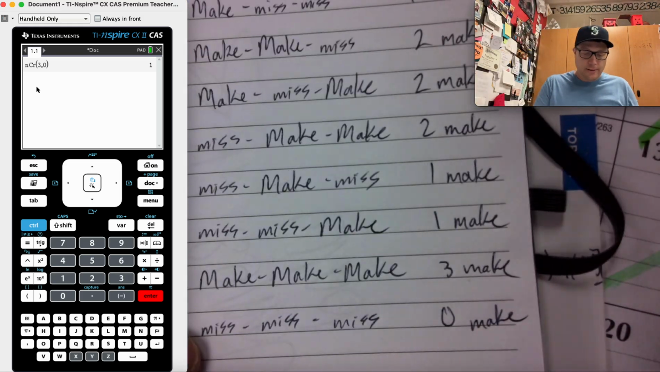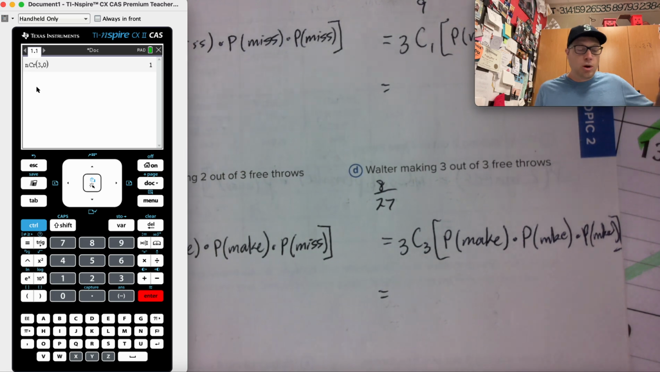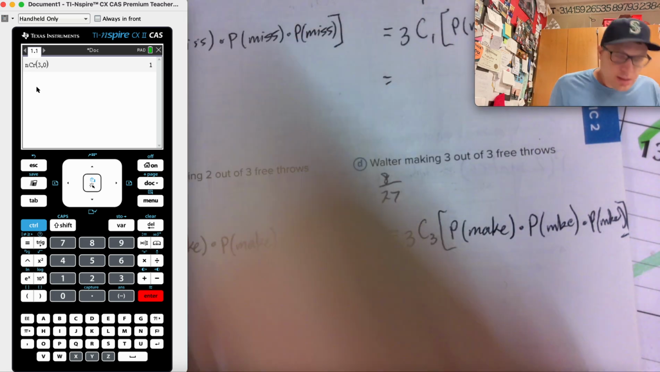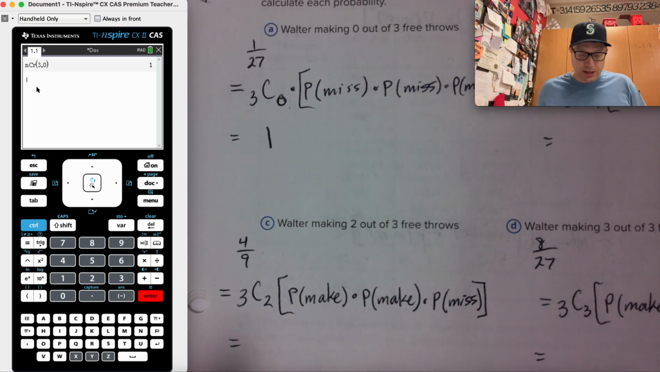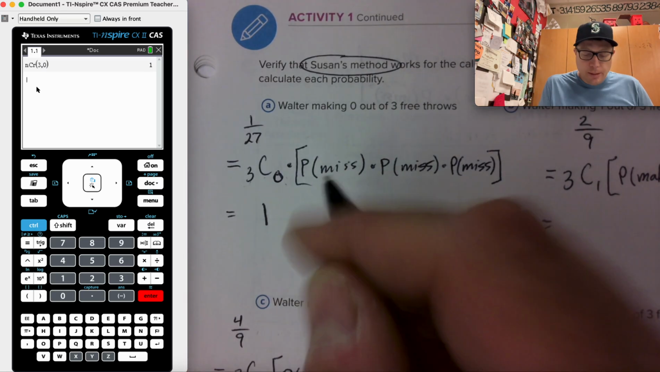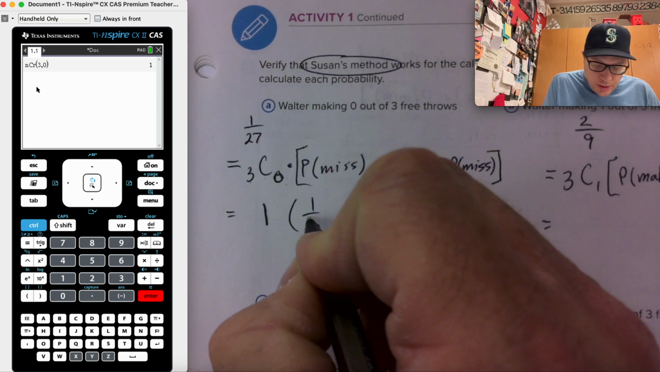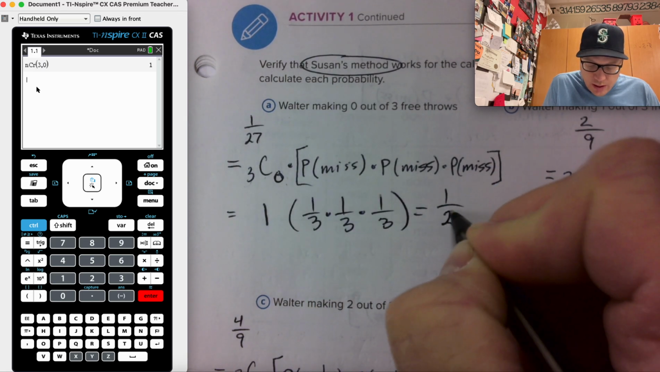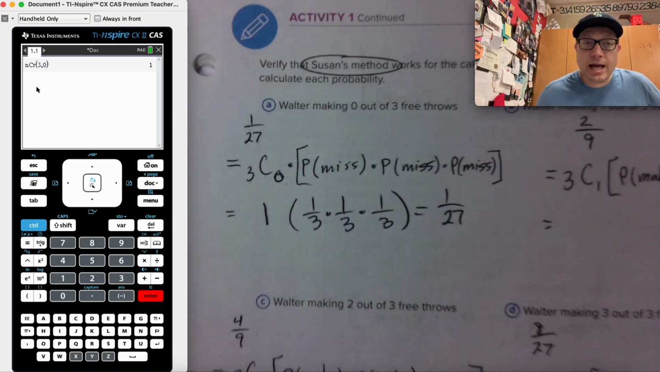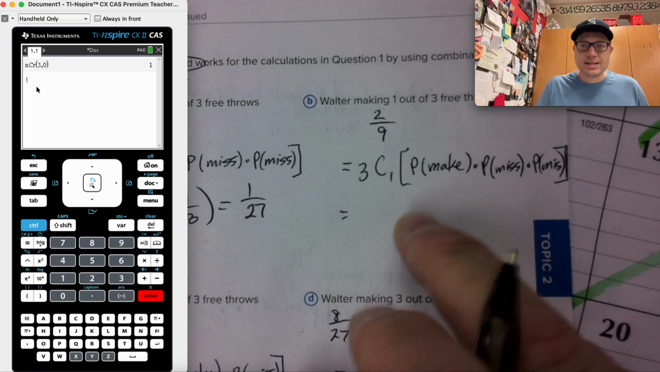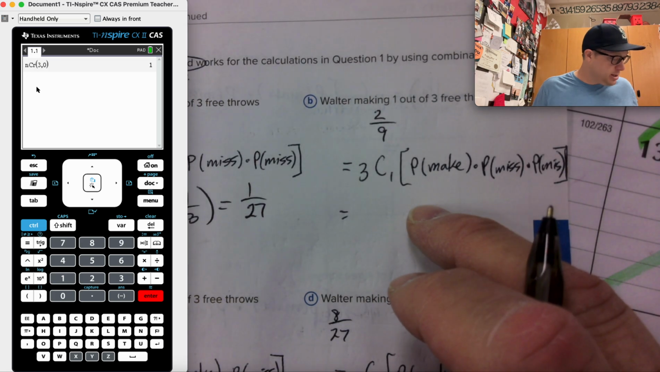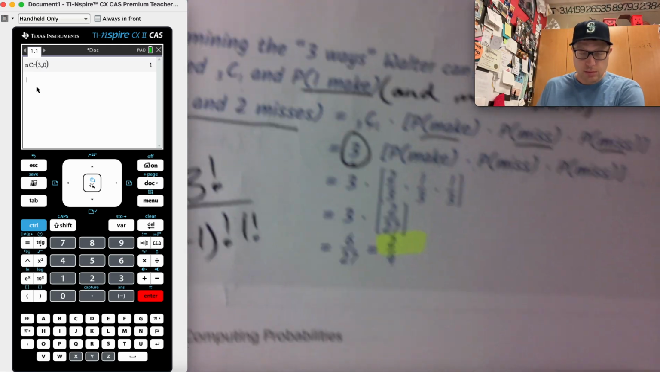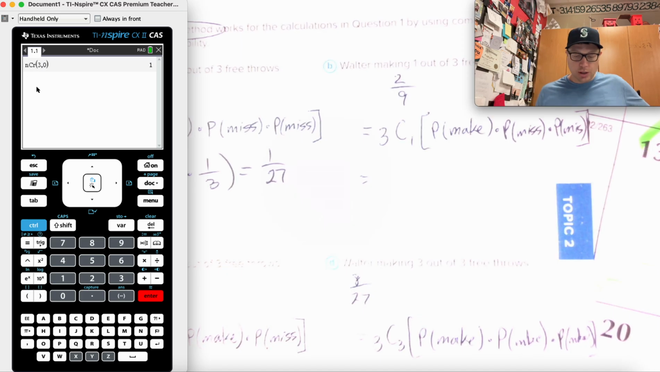There's only one way that he's going to be able to make no free throws. And so that's what I'm showing here, she's got miss, miss, miss. No makes. There's only one way that happened. So 3 choose 0 is 1. Then the probability of miss, miss, miss is 1/3 times 1/3 times 1/3, which is 1 out of 27. She's right again. We already established this one. This is true because that's what she did on page 882. So we know this is right.